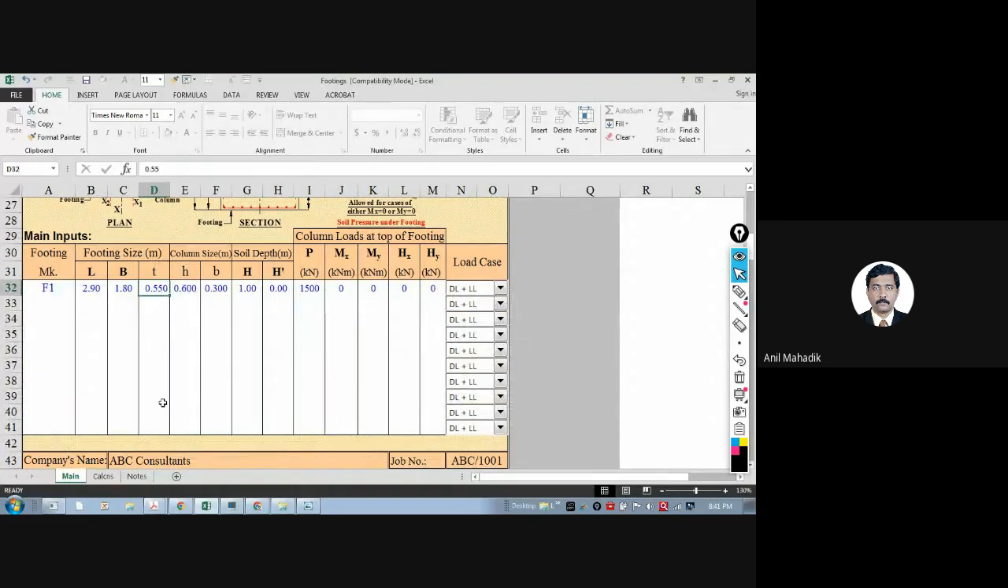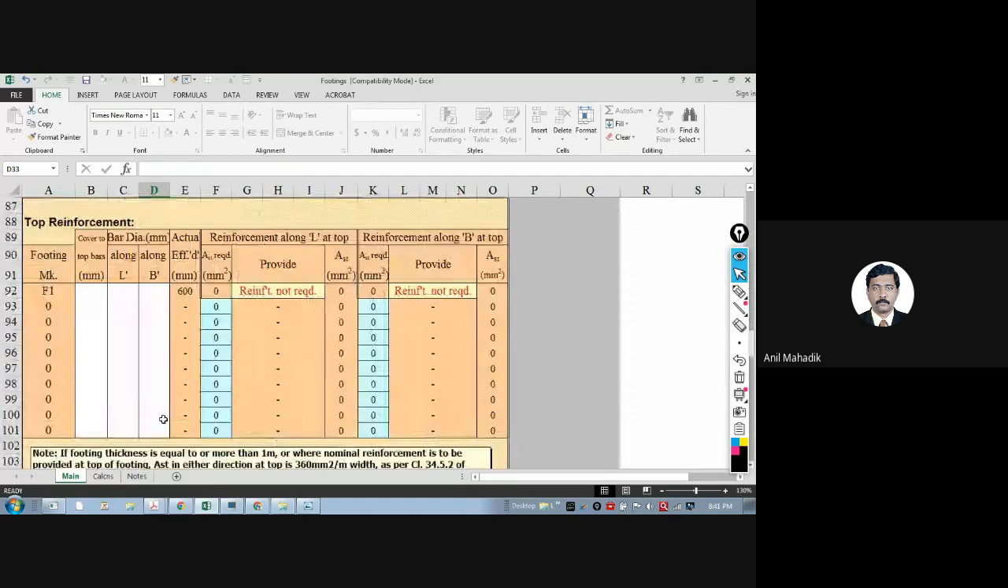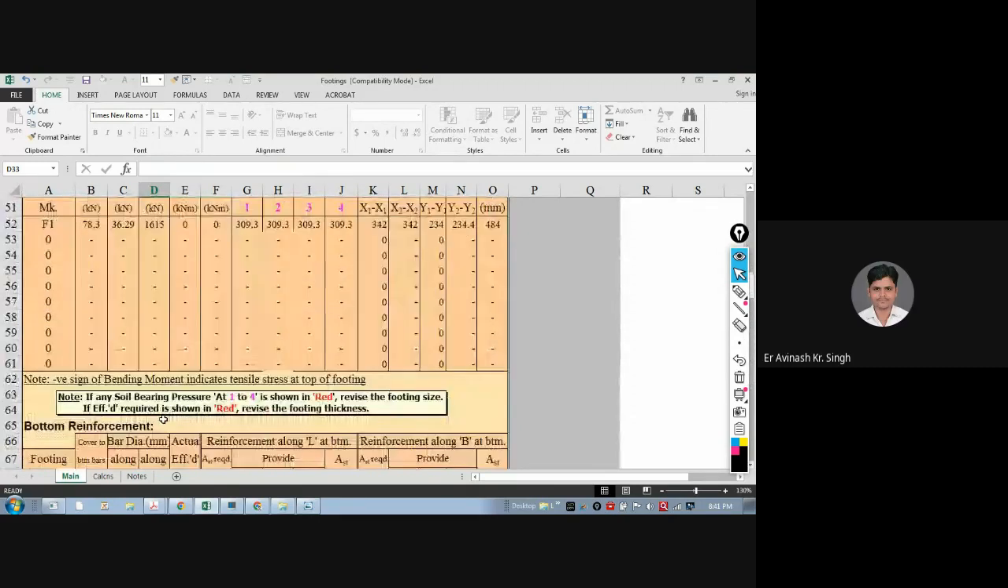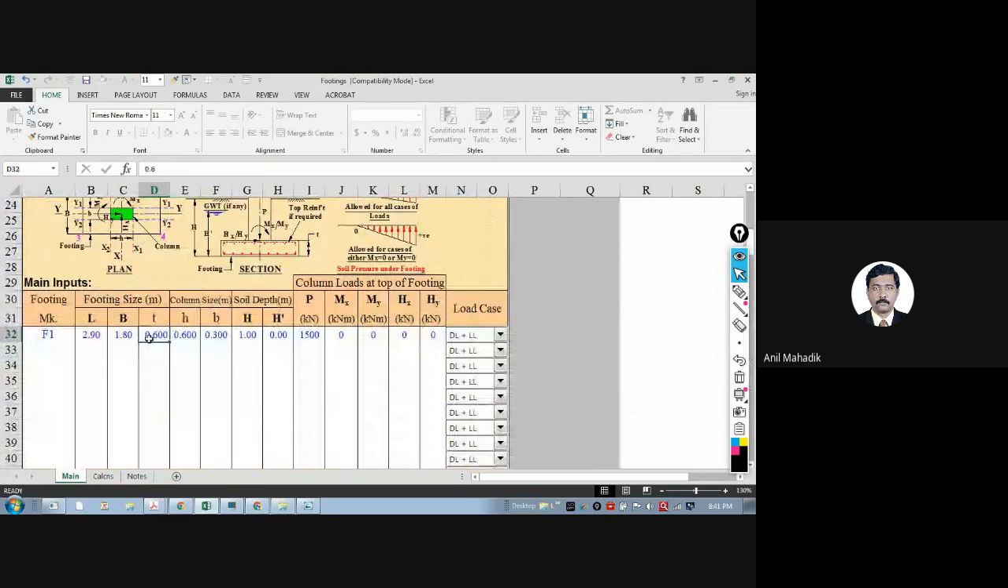So ये करो 0.6. फिर भी नहीं हो रहा है क्या? अरे हाँ, वो तो 0.75 था previously, तो 0.75 करेंगे.